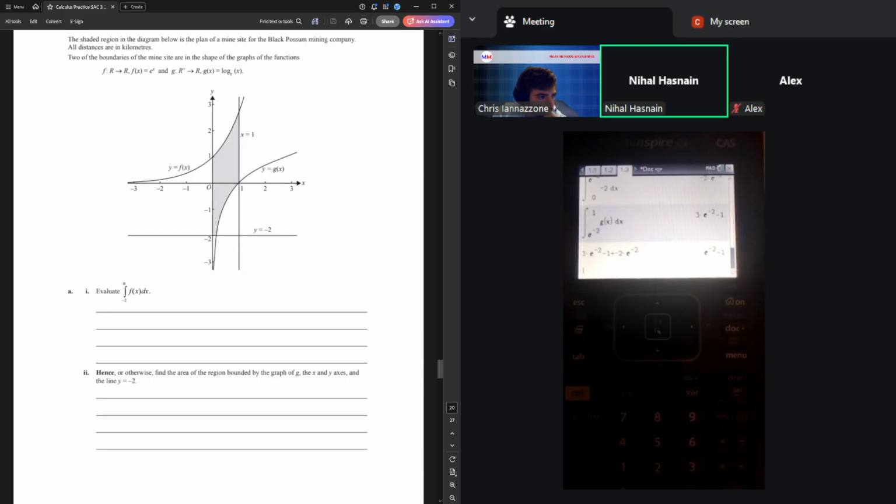So you can integrate. You can find the integration. We can find the area of the graph of f of x, so under, from negative 2 to 0. From negative 2 to 0? Yeah. Yeah.